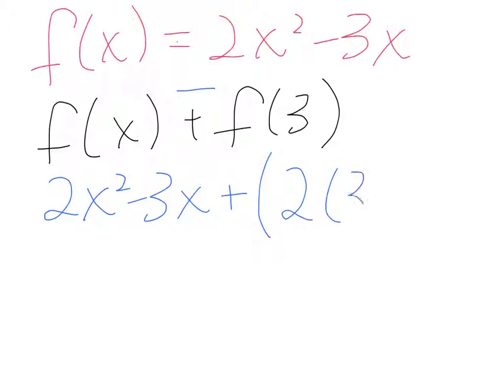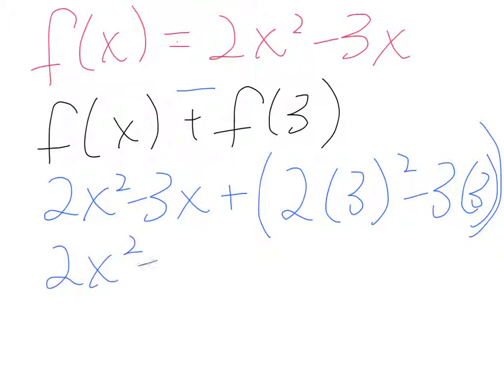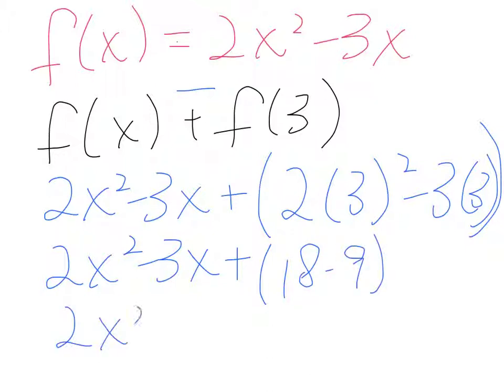Now 2 times 3 squared minus 3 times 3. Close parentheses. Simplify it. 2x squared minus 3x is in the simplest form. Plus 2 times 3 squared is 18 minus 9. 2x squared minus 3x plus 9. And there you go. This function f of x equals 2x squared minus 3x, evaluated at f of x plus f of 3, turns out to be 2x squared minus 3x plus 9.